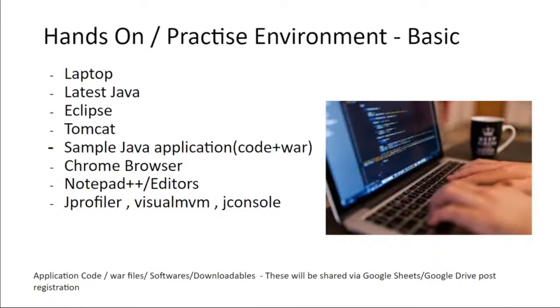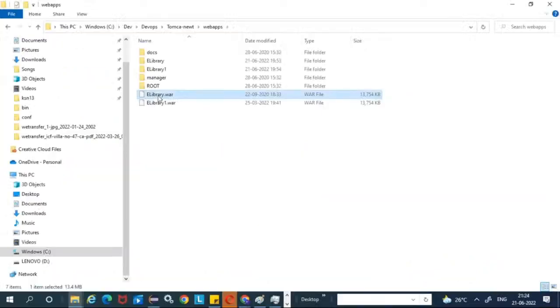So, for example, response time analysis. I'll do one thing. I'll just go over to my Tomcat and open my webapps. I'm going to just delete this WAR file, and then I will download the response time WAR file from here.